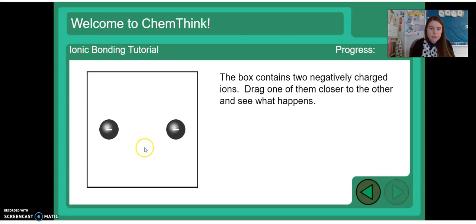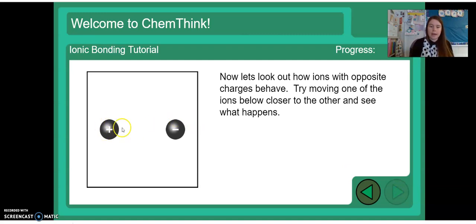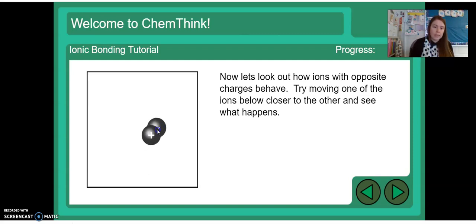Let's first look at these two anions that we see, these two negatively charged ions. As I move them together, we can see that they repel and push away from each other, just like magnets. So opposites are going to attract and alike ions are going to repel. When we look at our positively and negatively charged ions together, we should expect that they're going to attract, and as I move one, the other draws towards it, and as long as they're close enough, they'll stick together.